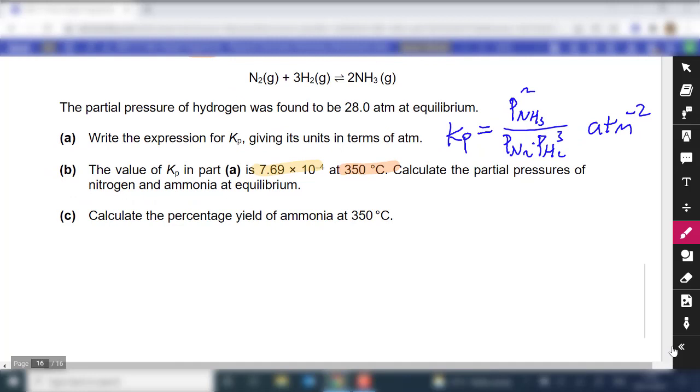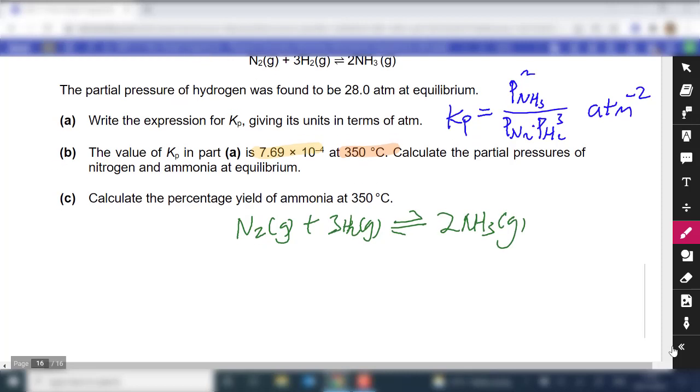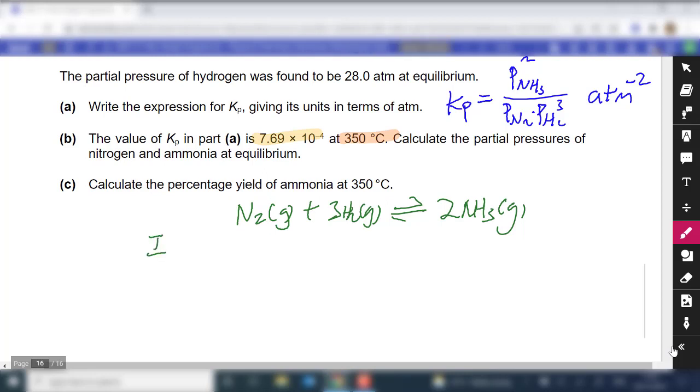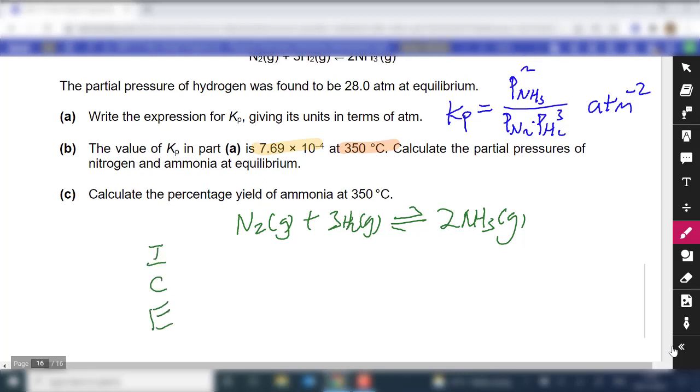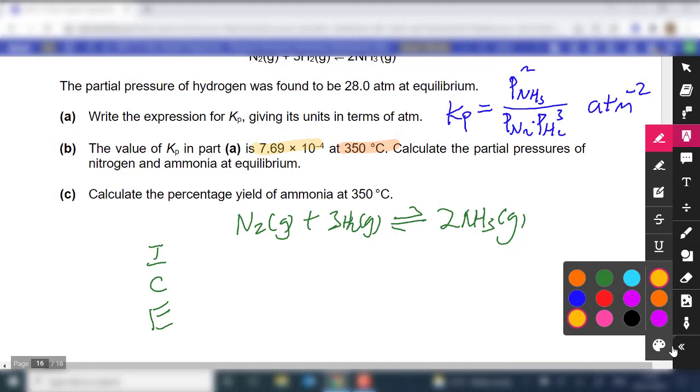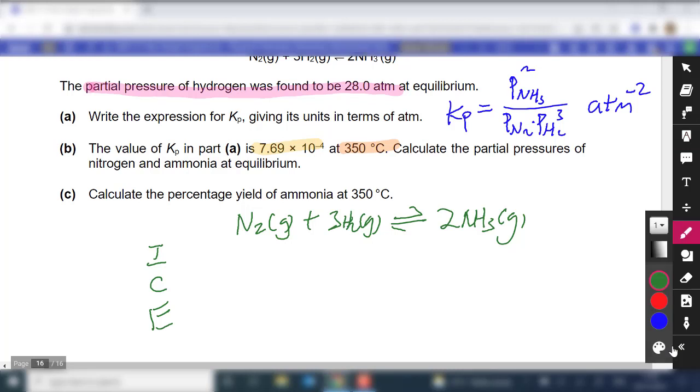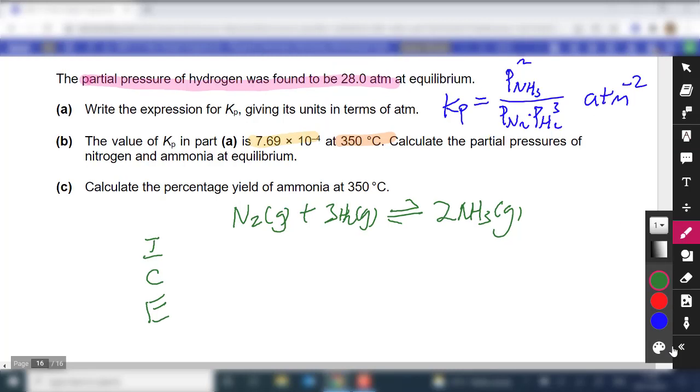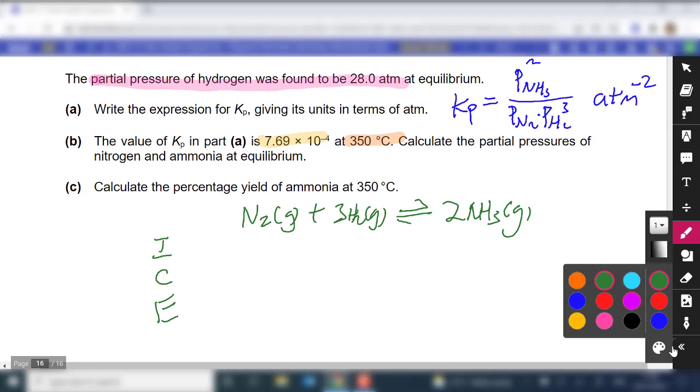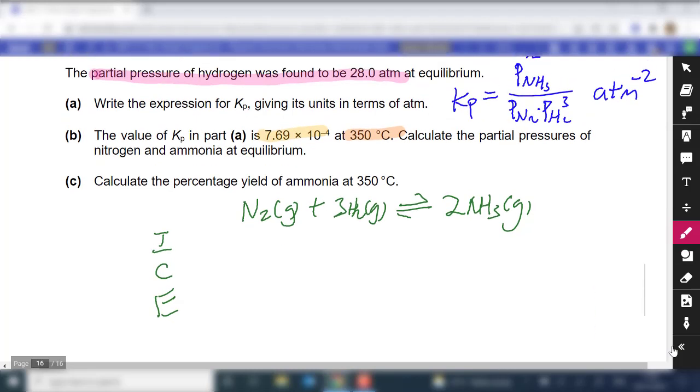Okay, so again, we are going to construct the ICE table. So I'm going to write out N2 gaseous plus 3H2 gaseous equilibrates to give us 2 NH3 gaseous. Okay, and then I'm going to write out the ICE table. But in this case, I'm going to work in terms of partial pressure. Why is that the case? Because I'm given the partial pressure of hydrogen at equilibrium, which is given to be 28 atmosphere. Yeah, so in that case, based on this fact, it might be easier to work in terms of partial pressure.